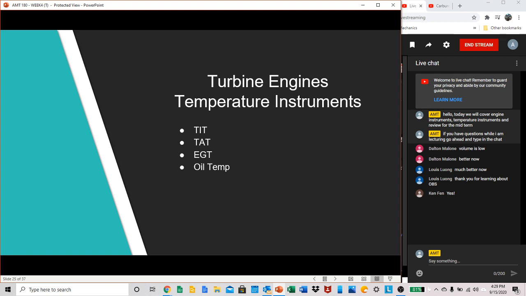But for this class, we're going to talk about TIT, which is turbine inlet temperature, the TAT, total air temperature, and EGT, exhaust gas temperature. And then lastly, we'll cover oil temperature, which is, again, not specific to just turbines. It's just an engine indicating instrument.